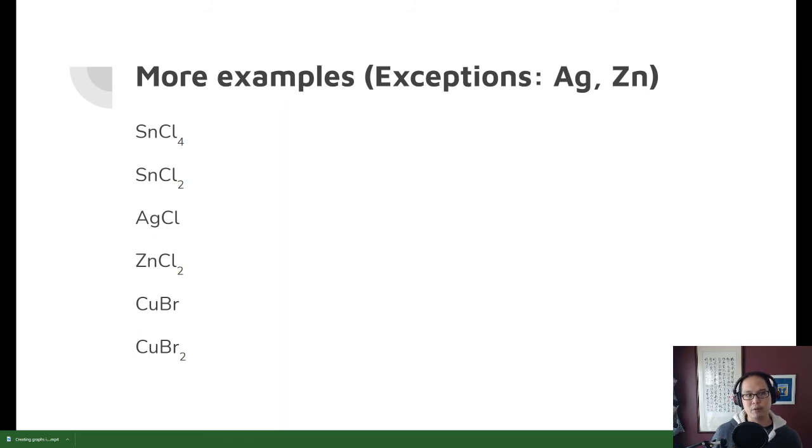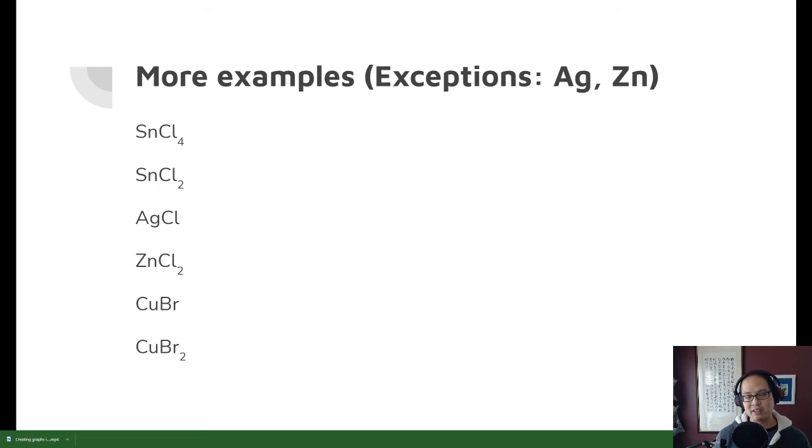Let's move on to SnCl2. Now the total charge of the Cls is -2, compared to -4 in SnCl4. So if it's -2, my tin gets what Roman numeral? Exactly, II. So tin 2 chloride is our answer here. Tin 4 chloride, tin 2 chloride.